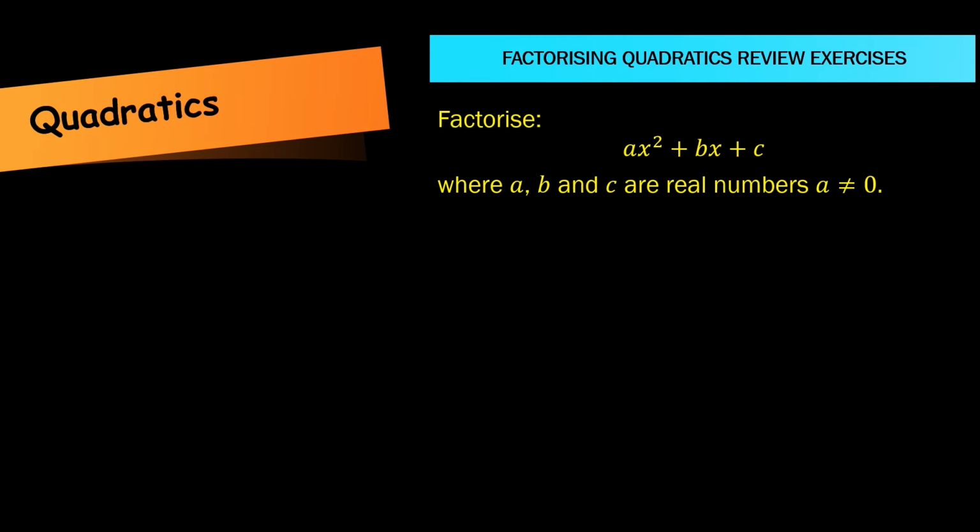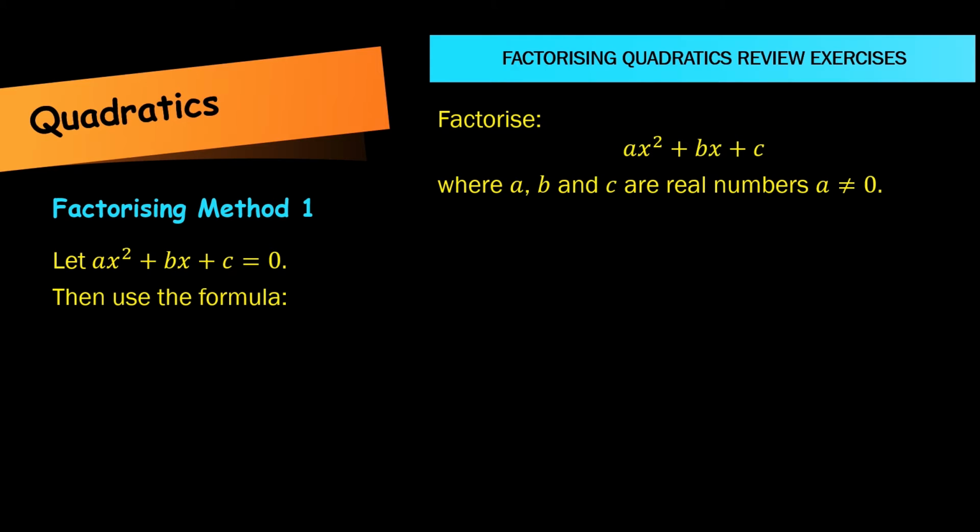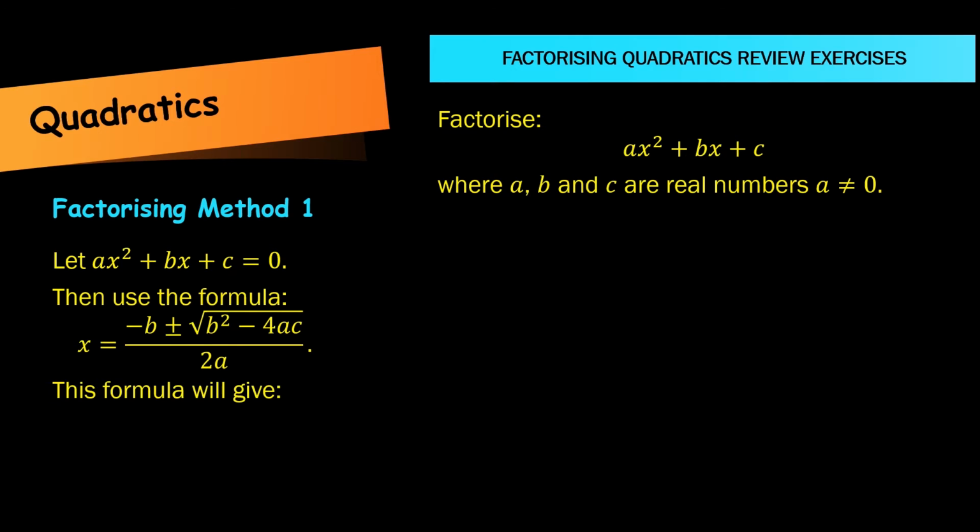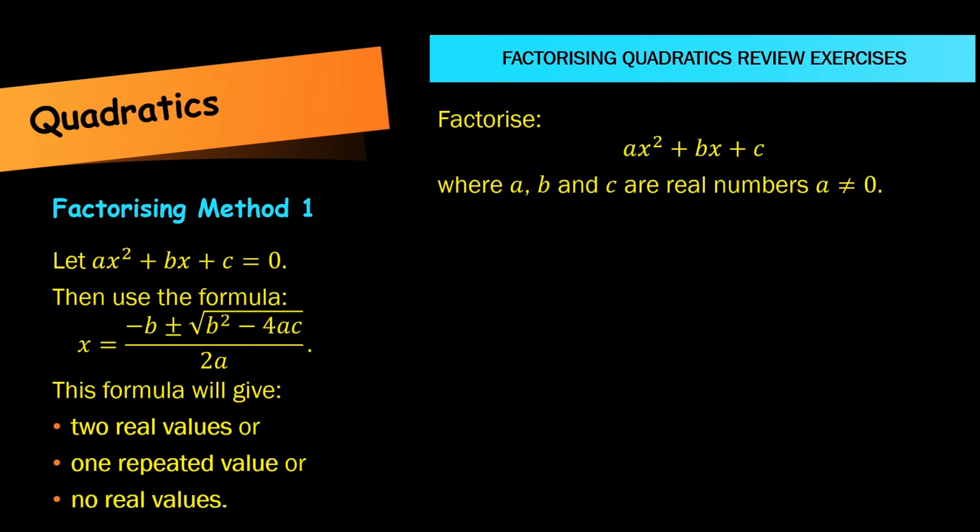Let's now consider what happens when we factorize a quadratic, ax squared plus bx plus c, where a, b and c are real numbers and a is not equal to 0. The first factorising method we're going to look at is this one. So let ax squared plus bx plus c equal 0. Then we use the formula x equals minus b plus or minus the square root of b squared minus 4ac all over 2a. This formula is either going to give 2 real roots, or 1 repeated root, or no real root.